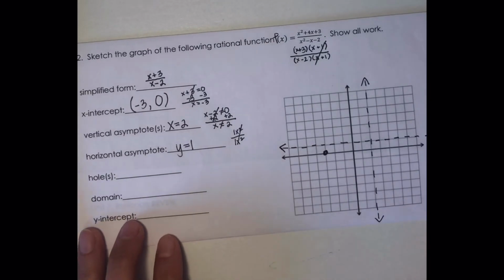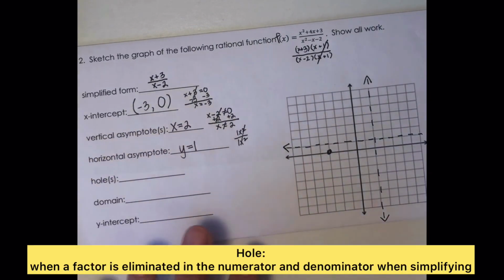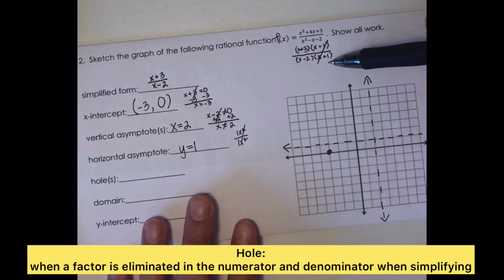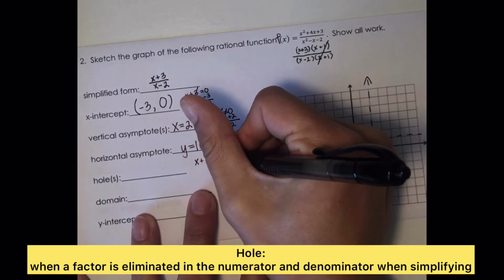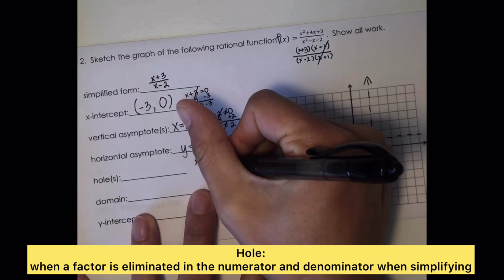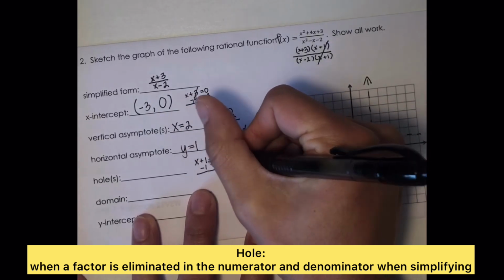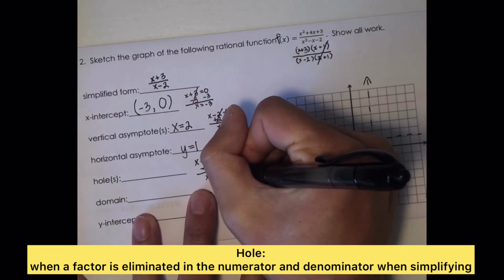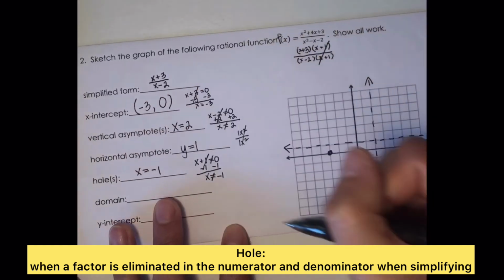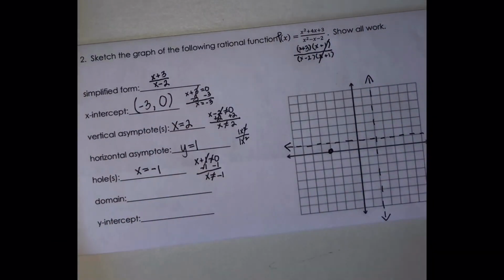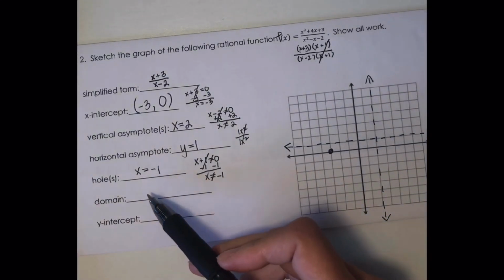Great. Okay, so holes. Holes happen when we cross off something on top and bottom. So right here, we've got x plus 1 can't be 0. Subtract 1. We've got a hole at x equals negative 1. We'll graph that later. Let's do domain later.